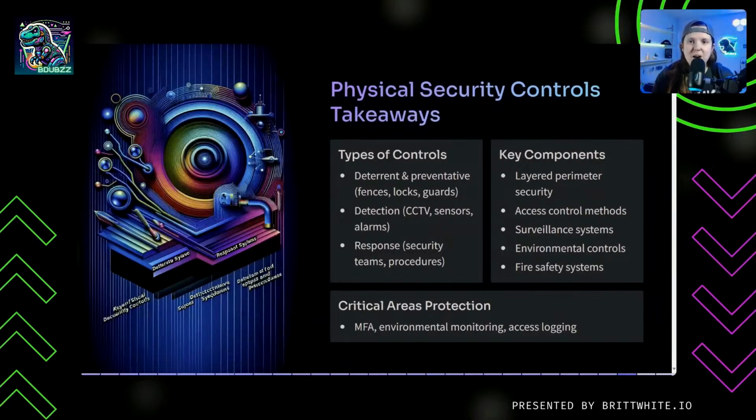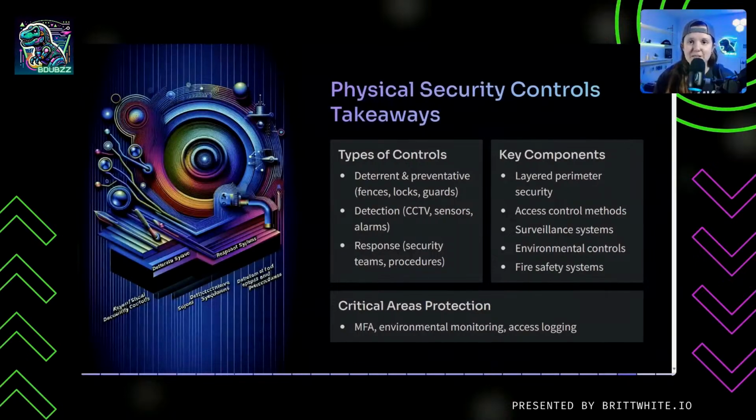On the exam, think about how you can match specific controls to threats. For example, use man traps to prevent tailgating, or gas suppression systems for server room fires. Physical security controls come in 3 different types: deterrent and preventative controls like fences, locks, or security guards. Detection controls such as CCTV, sensors, or alarms. And response controls, which include your security teams and incident procedures.